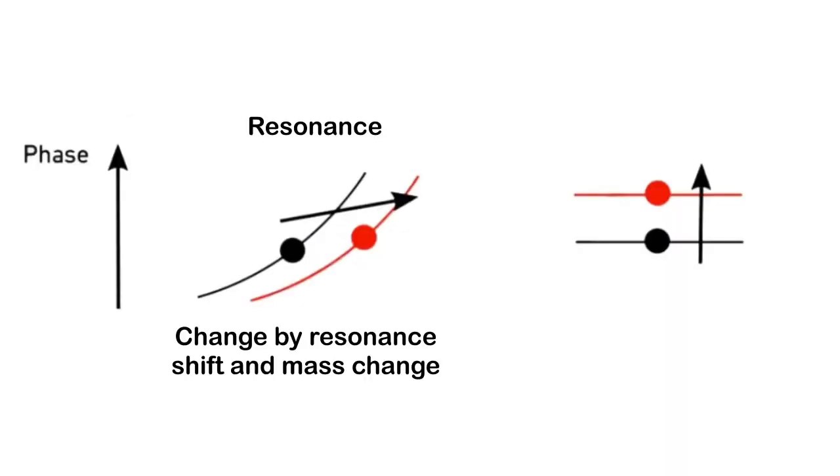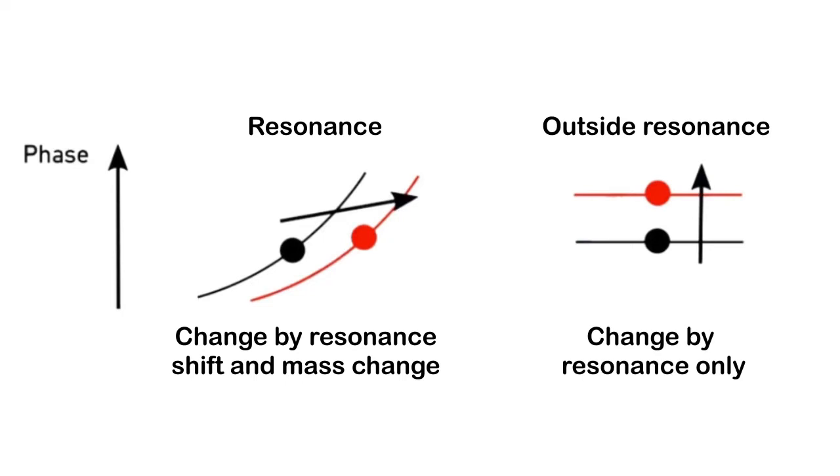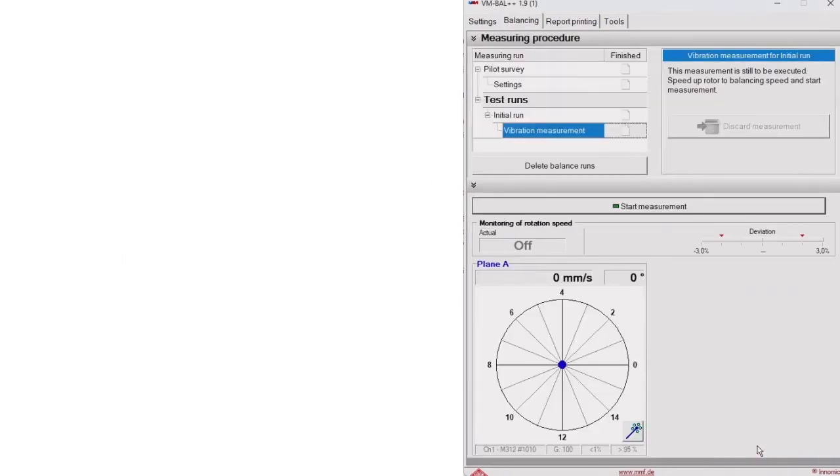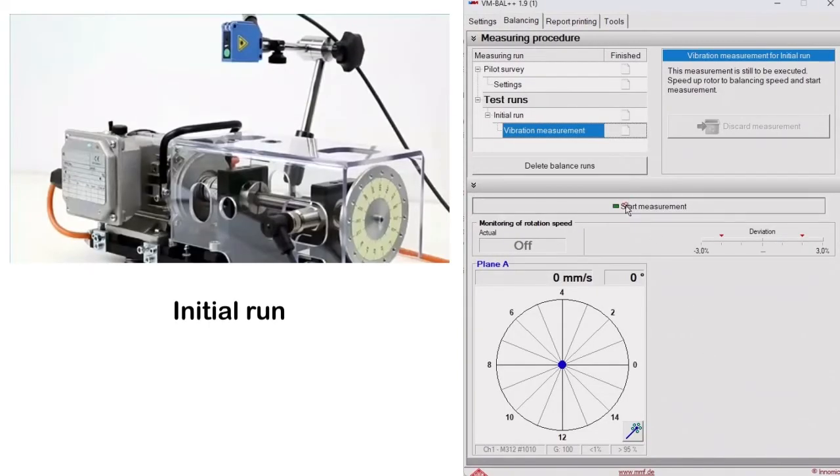Let's move on to practical balancing. At what speed should balancing take place? Balancing always involves mass changes. This can shift the resonance, which also causes a change in the phase angle. It may not be possible to reliably identify the influence of the test mass. The phase angle should therefore be as constant as possible at the used rotation speed. Resonances must be avoided. In this example, we are balancing at 2000 revolutions per minute.